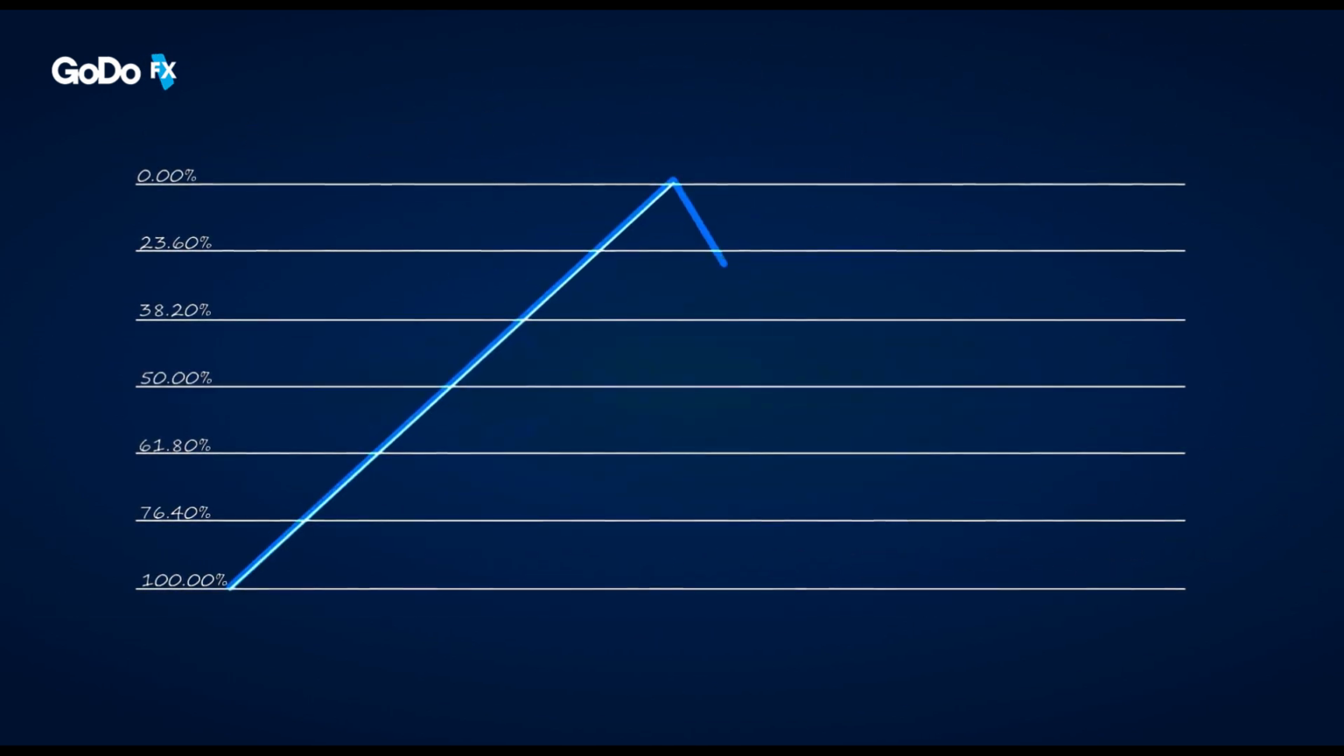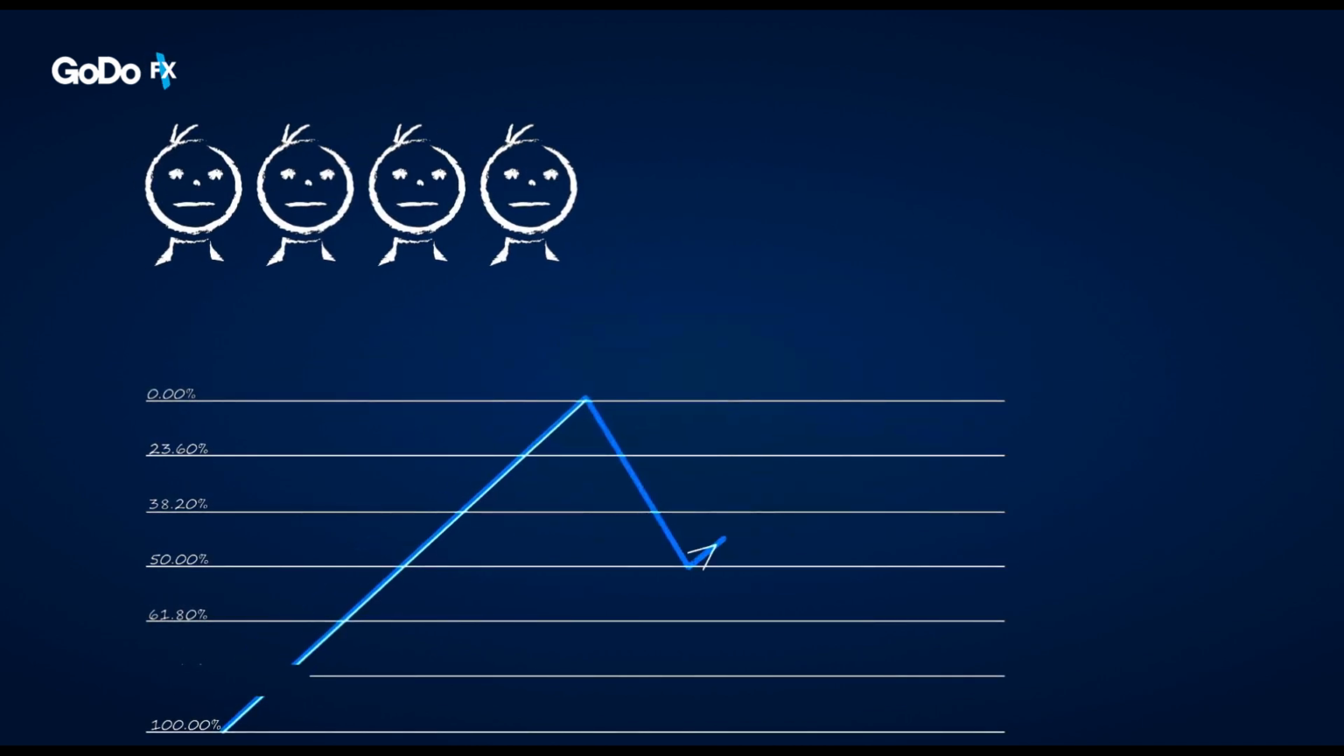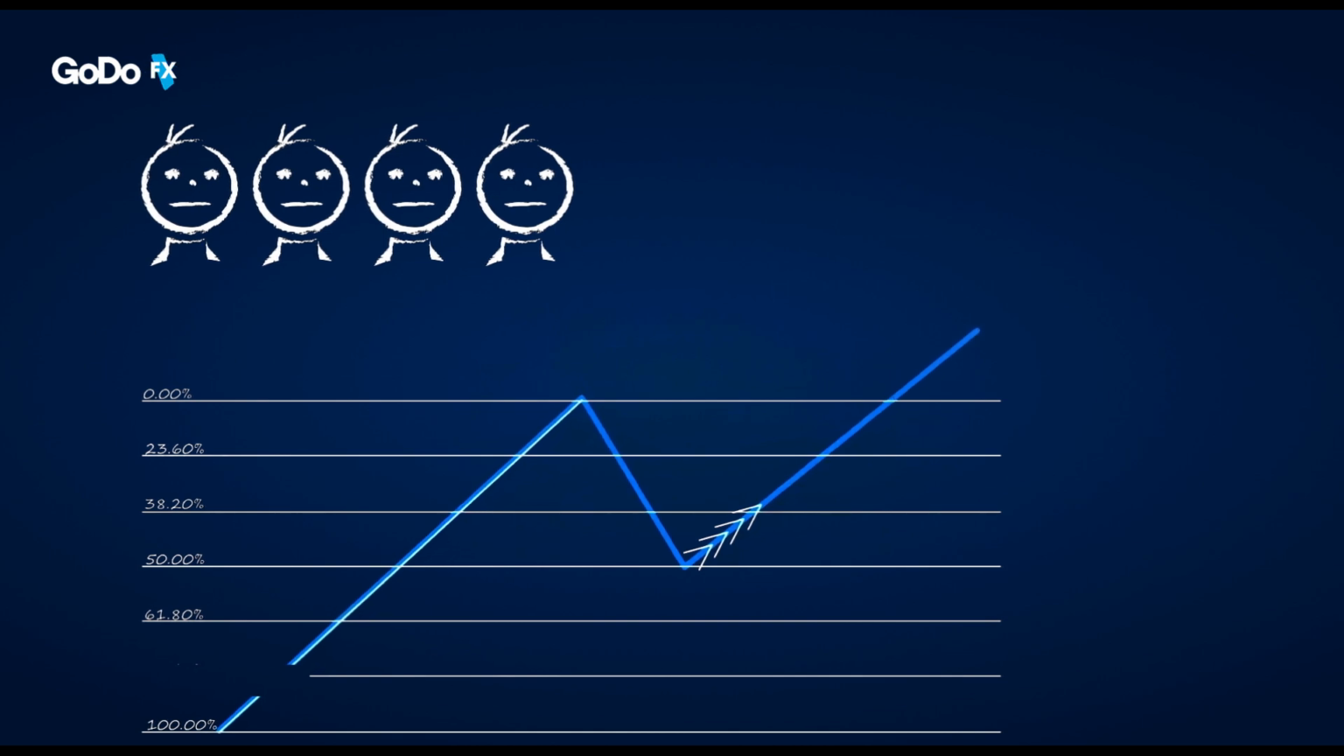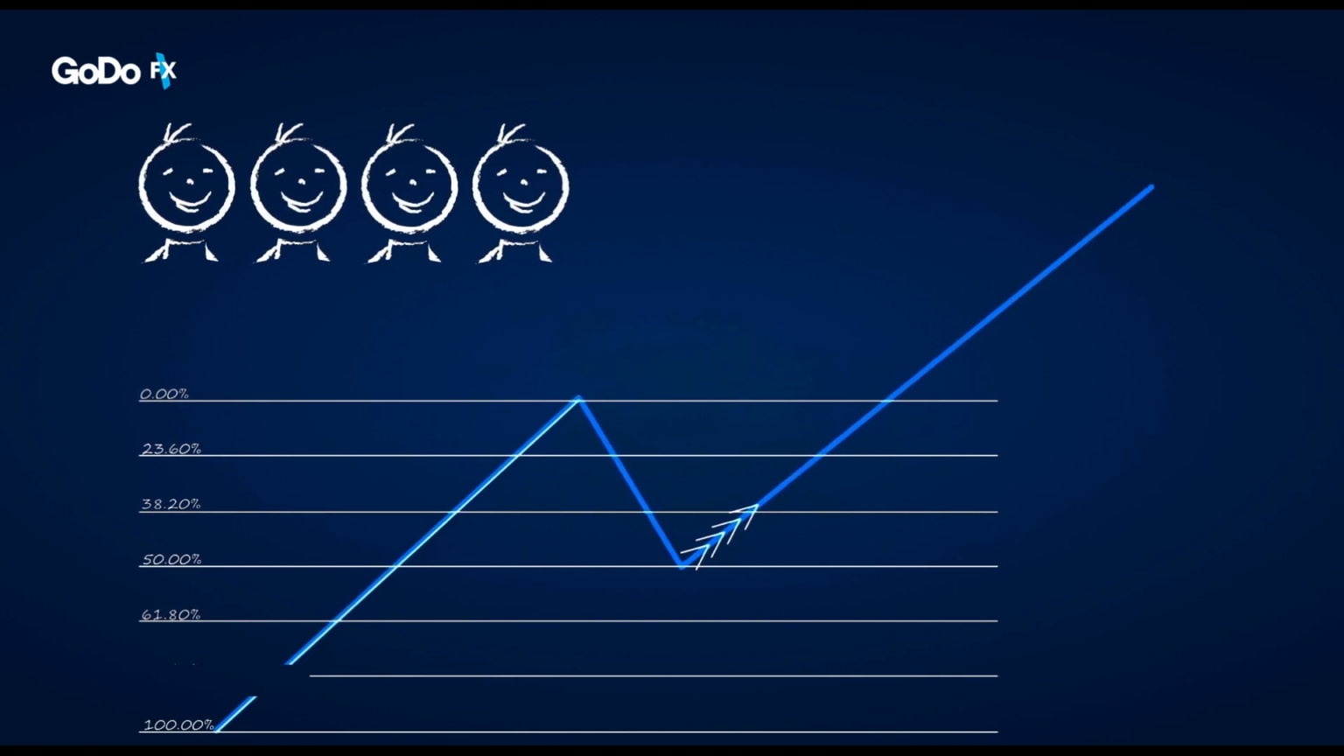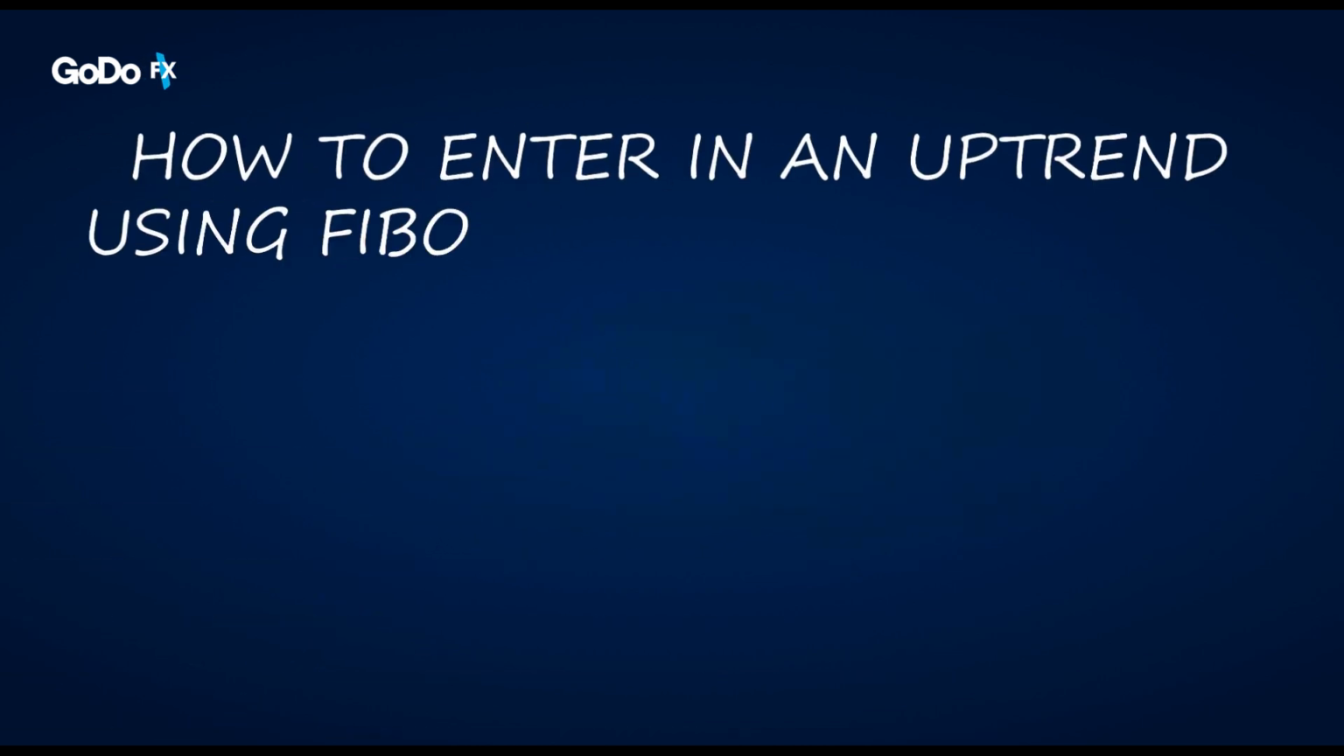So traders use these Fibonacci levels as efficient entries in the direction of the trend because many traders watch these same levels and place buy, sell, or stop orders based on them. They are quite accurate and become a self-fulfilling prophecy. So how should you enter in an uptrend?